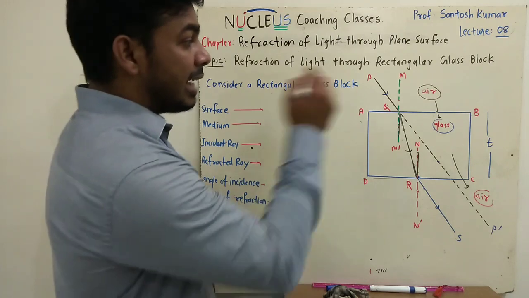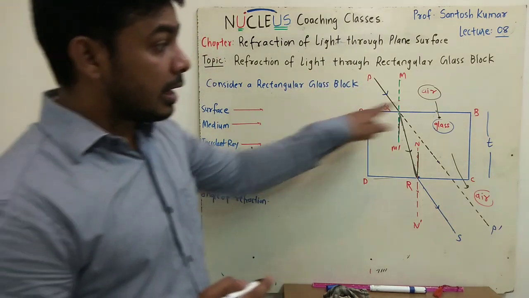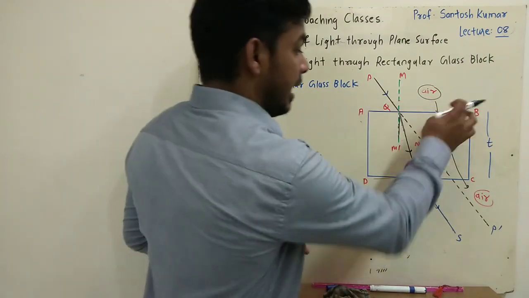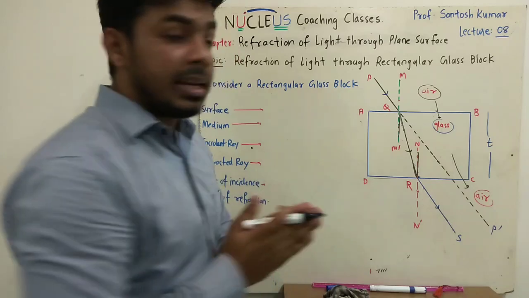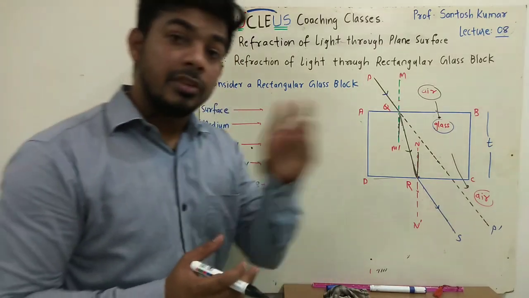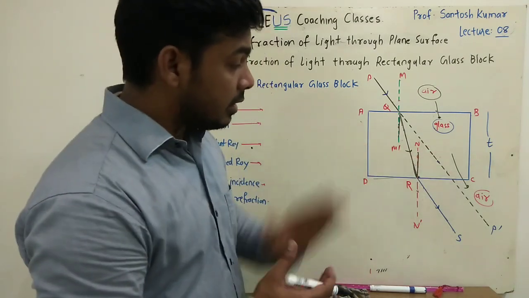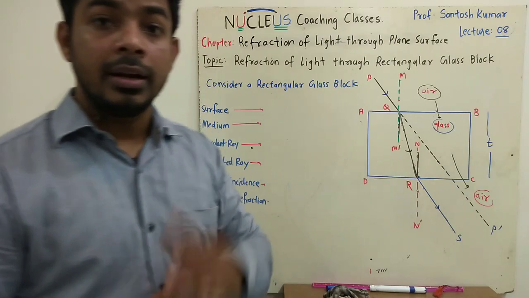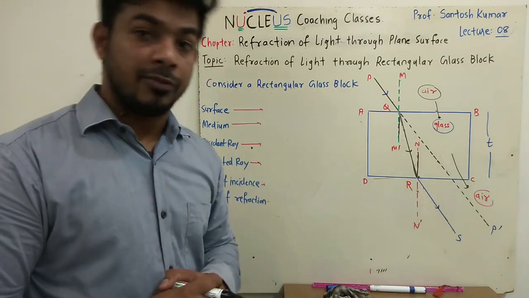So whenever refraction takes place through a rectangular glass block, remember there are two refracting faces, AB and CD, and on surface AB, the ray travels from air to glass, that means the refracted ray will bend towards the normal, and on the surface CD, the ray is traveling from glass to air, that means the refracted ray will move away from normal.